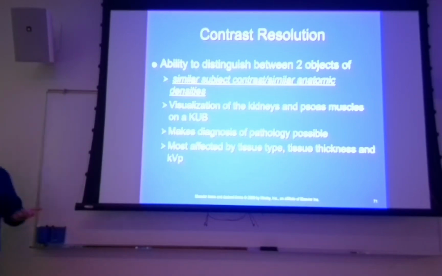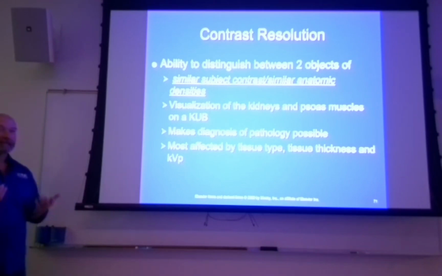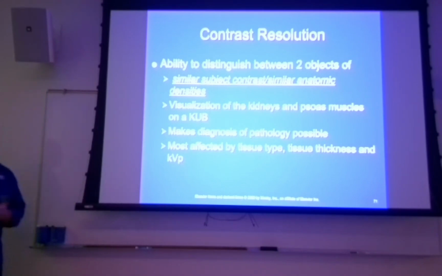But those are similar density, similar atomic number structures, right? So your contrast is what enables you to visualize those things. So it makes the diagnosis of pathology possible. Patient has a kidney stone, especially if it's a calcium-based kidney stone. That's abnormal inside the kidney. Kidney doesn't have any bones in it. So you see calcium inside the kidney, and you understand that you've got a disease process going. So it's affected by tissue type, tissue thickness, and to a much lesser degree, kVp.